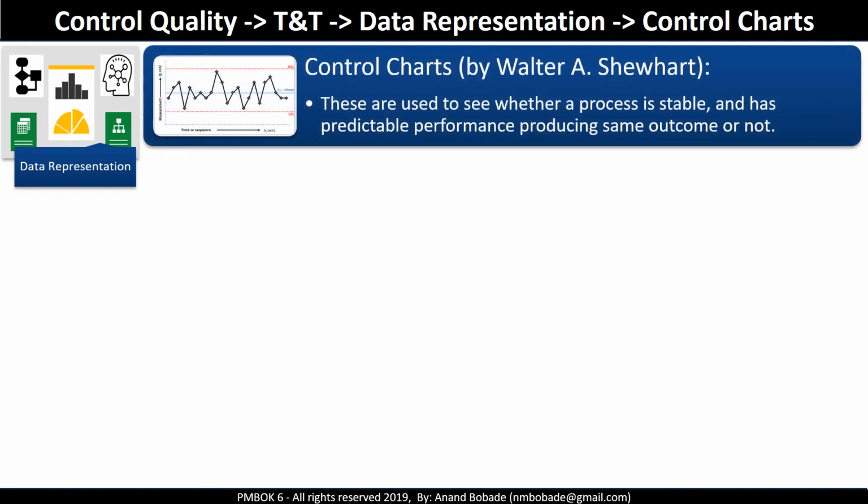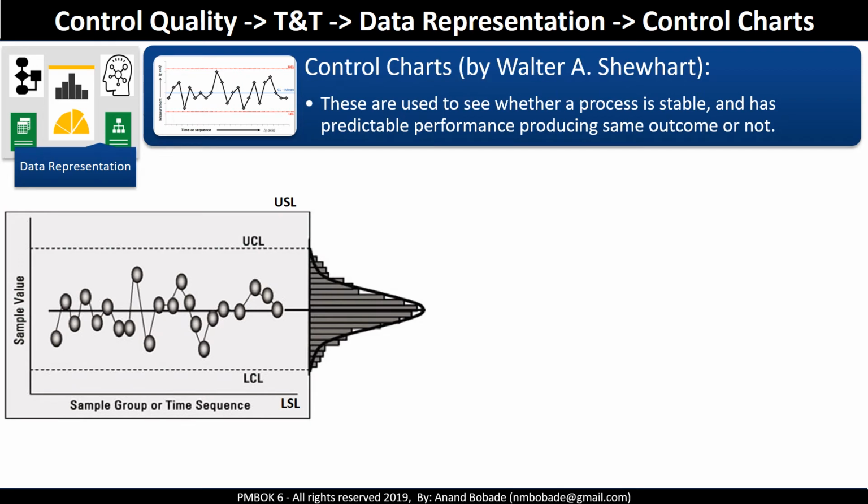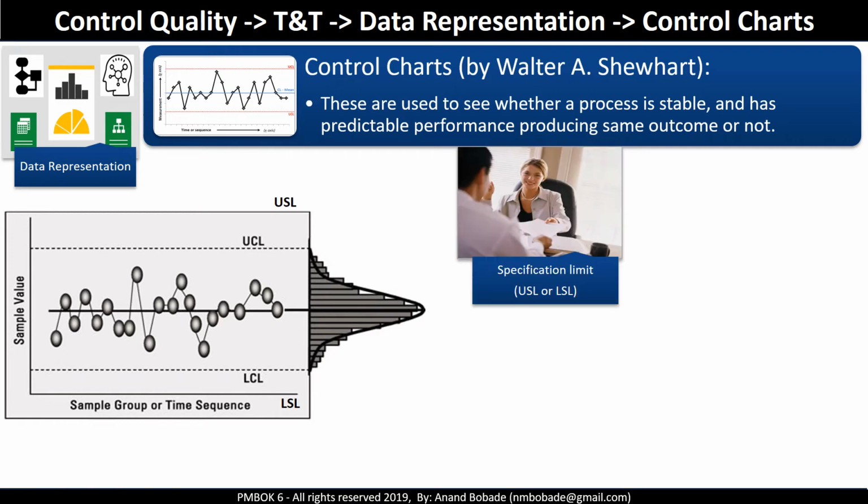Control charts. These are used to determine whether a process is stable and has predictable performance, producing the same outcome or not. Take a look at the picture. It illustrates the results of a process over time, and it helps determine whether a process is in control or out of control. There are control limits and specification limits established during planning.